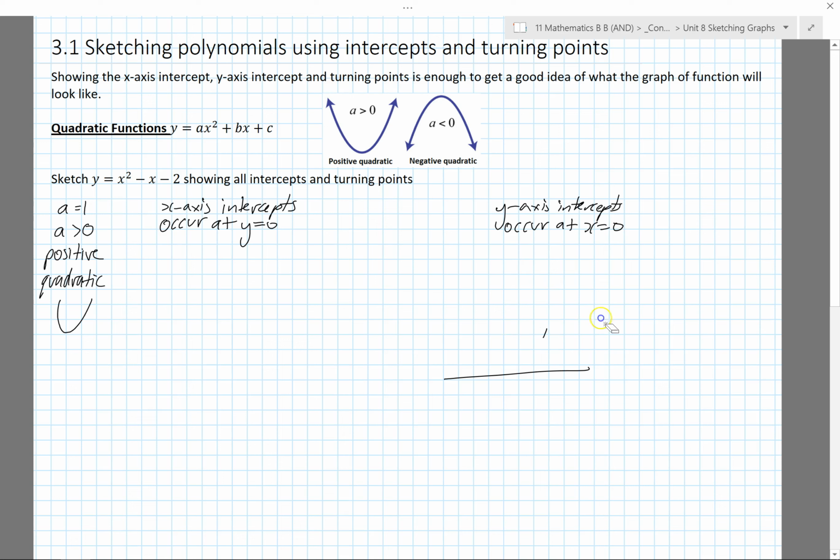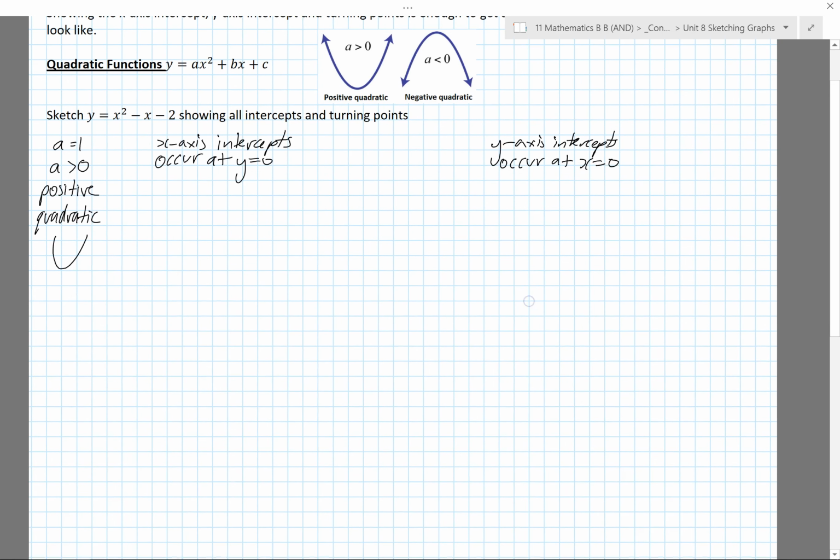This should be revision. Now that I've stated those two facts, I can substitute y equals 0 into here to find my x-axis intercepts. So 0 equals x squared minus x minus 2. And I can substitute x equals 0 into that same equation to find my y-axis intercept, substituting in 0 instead of x. So I'm going to let you have a go at finding the x-axis and y-axis intercepts, and we'll check on each other in about half a second.